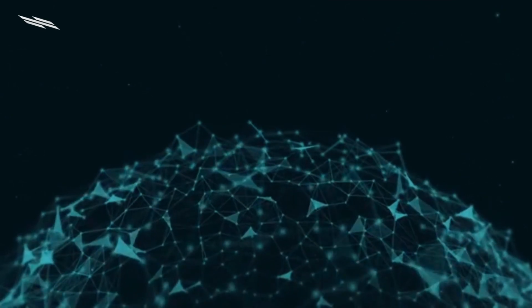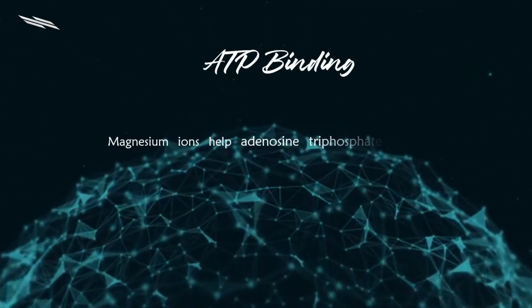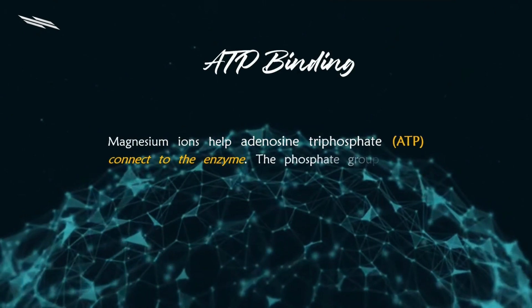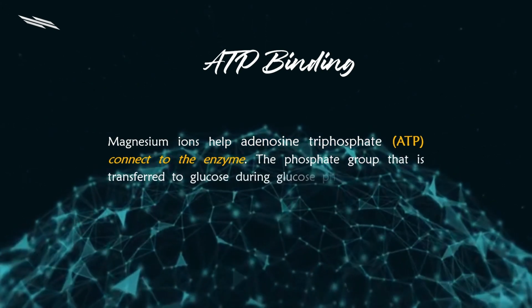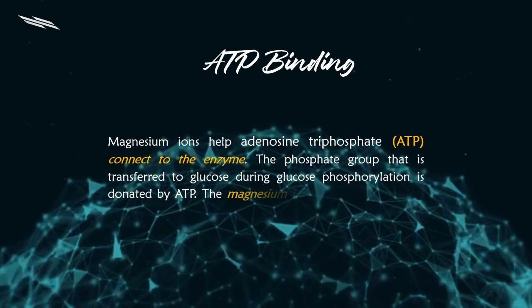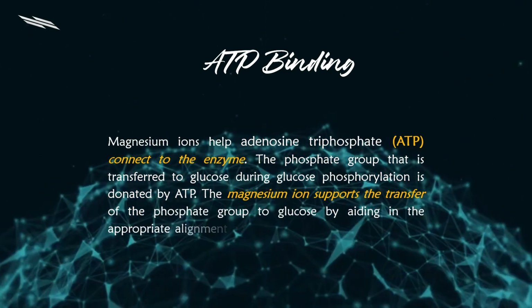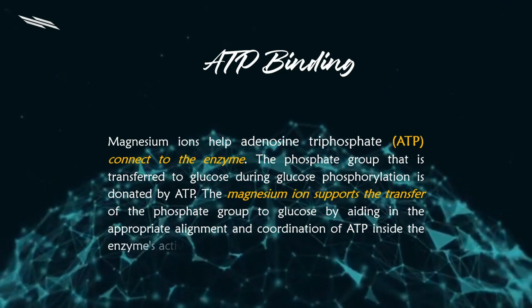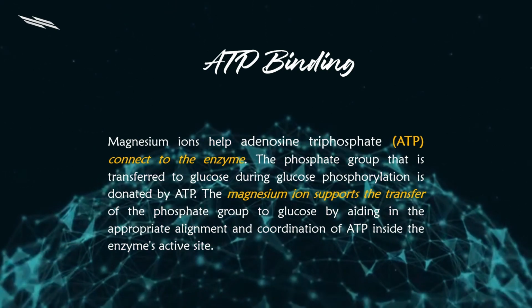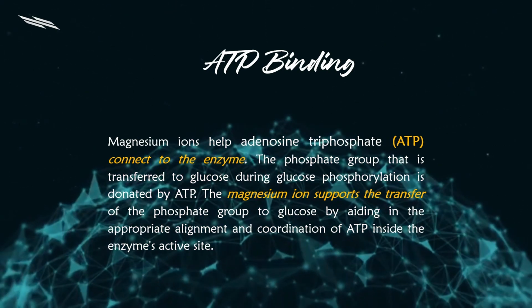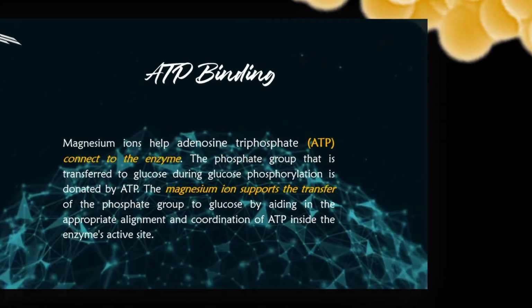ATP binding: additionally, magnesium ions help adenosine triphosphate, ATP, connect to the enzyme. The phosphate group that is transferred to glucose during glucose phosphorylation is donated by ATP. The magnesium ion supports the transfer of the phosphate group to glucose by aiding in the appropriate alignment and coordination of ATP inside the enzyme's active site.